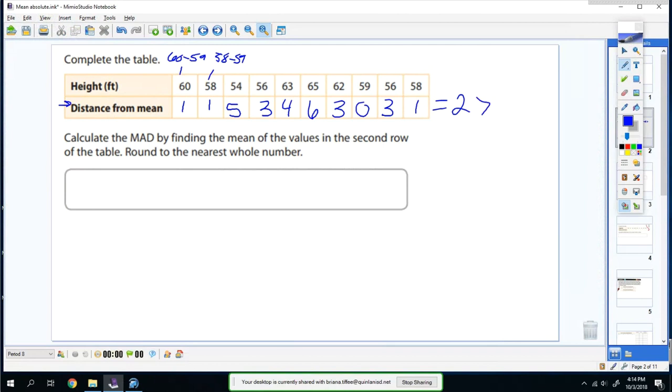But that's not your mean, okay? Your mean would generally be around the same range of your numbers. So since there's 10 numbers again, you divide it by 10. So 27 divided by 10 is 2.7, but it says round to the nearest whole number. You round it up and you get 3. And that is how you find mean absolute deviation.